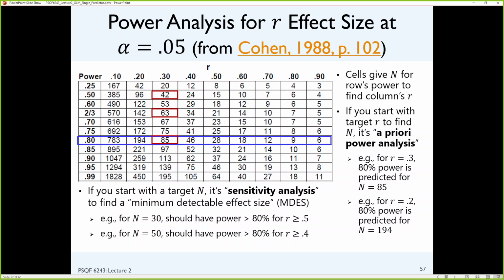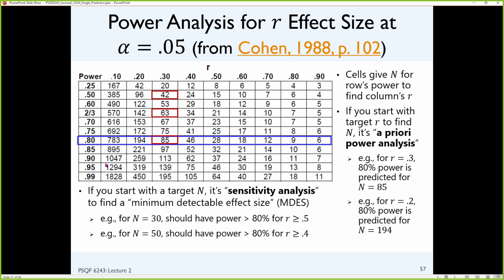The stronger your effect, the more likely you are to declare it significant. You have more power. The more people you have, the more power you have, no matter what your effect is. So if you look at this table, you can see that it's not linear. If I have a correlation of 0.9, I need 6 people to find it. If I have a correlation of 0.1, I need 783 people to find it with the same probability. And it gets even worse if you try to do better than 0.8.